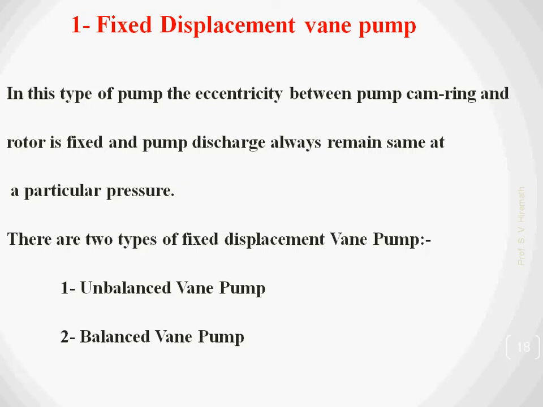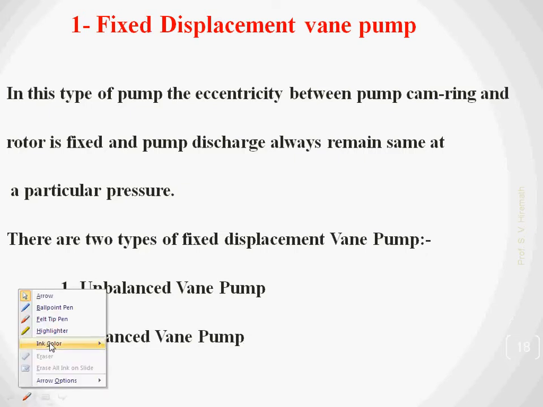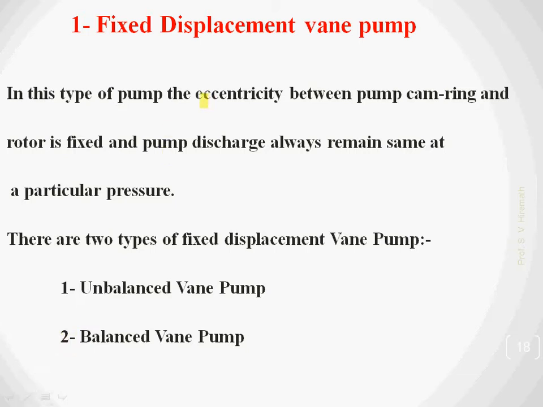In the case of the fixed displacement vane pump, these are pumps in which the eccentricity between the cam ring and the rotor cannot be changed, because of which we will be getting a fixed amount of discharge from the outlet line at a particular pressure. Such a fixed displacement vane pump can again be classified as unbalanced type as well as balanced type.